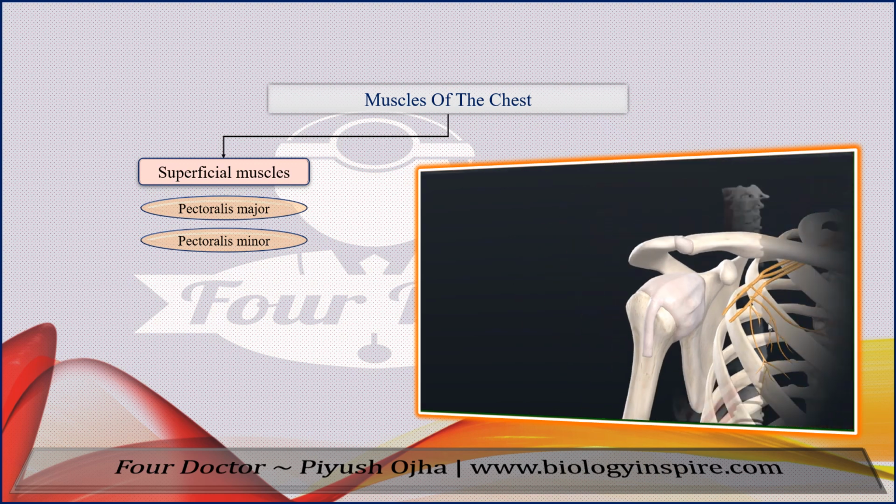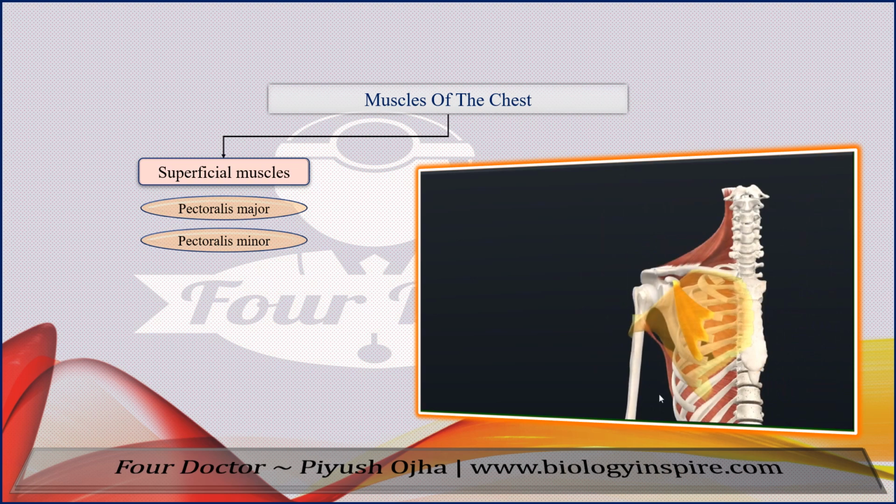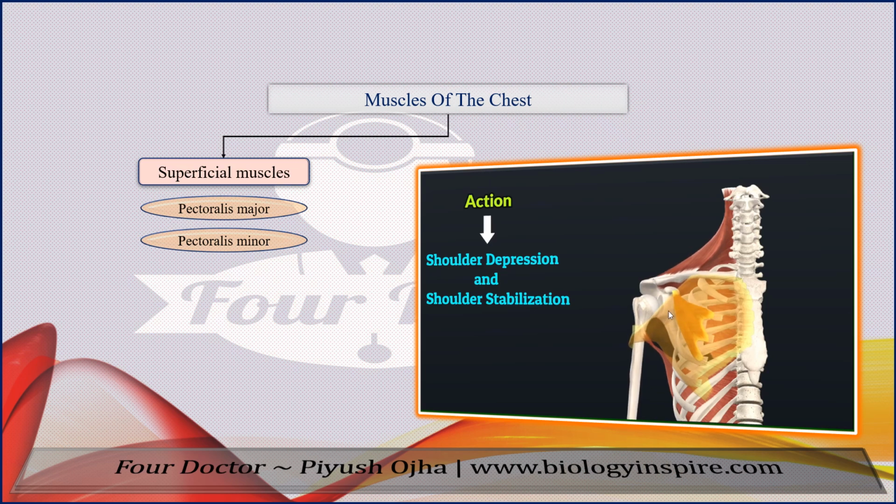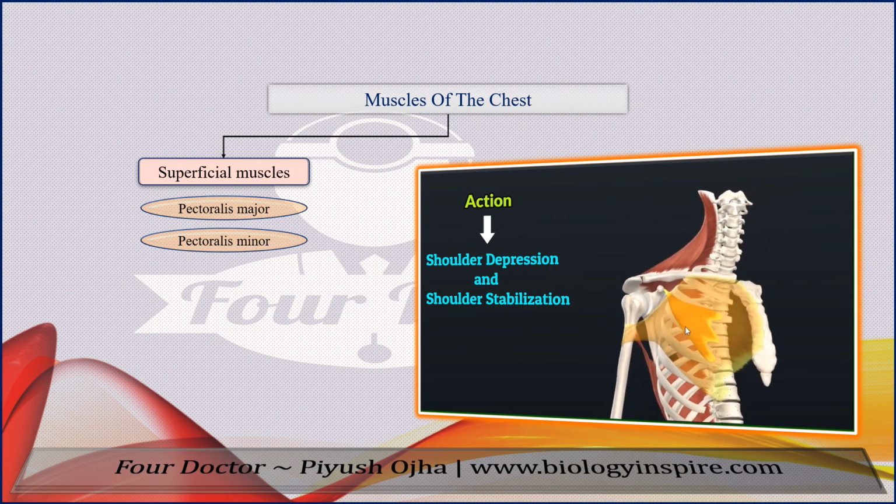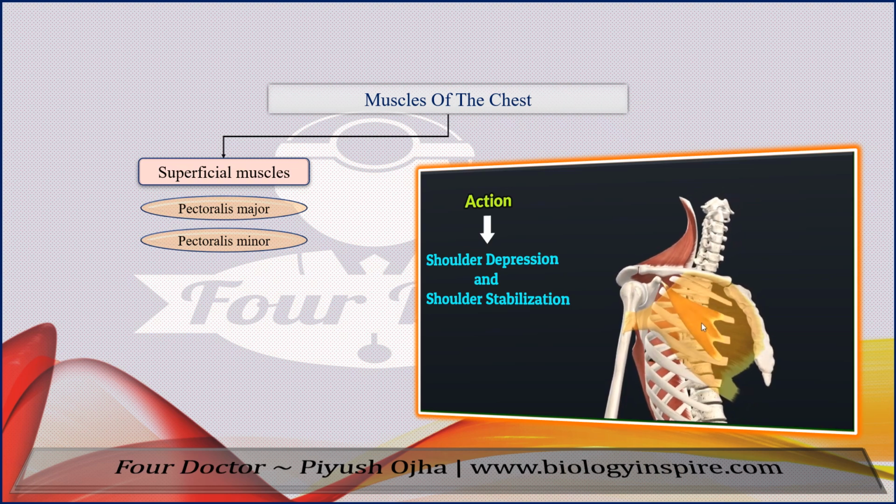pectoralis minor muscle. Let's discuss the function of the pectoralis minor muscle. You can see it produces shoulder depression. That is, it depresses the shoulder joint by acting on the coracoid process of the scapula. As you can see, as the pectoralis minor muscle contracts, it draws the scapula downward so that it produces shoulder depression. In this way, the pectoralis minor muscle stabilizes the shoulder girdle.